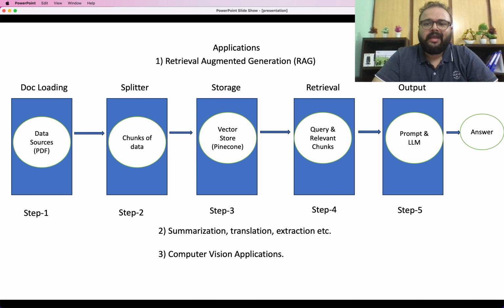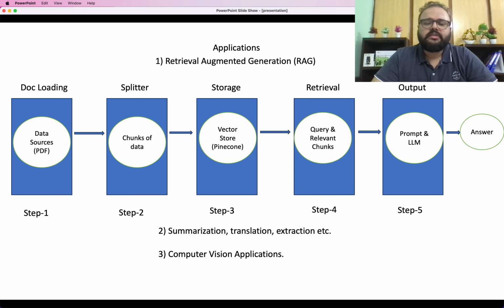And at the end, we write a prompt, and the LLM reads those relevant chunks and gives us an answer, right? So this is how a retrieval augmented generation application is developed. Again, RAG is the most important type of application. However, it is not the only application.